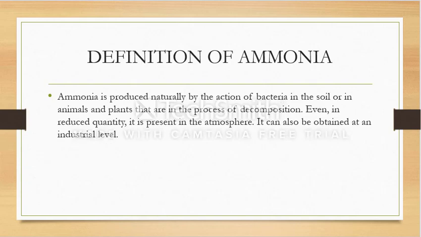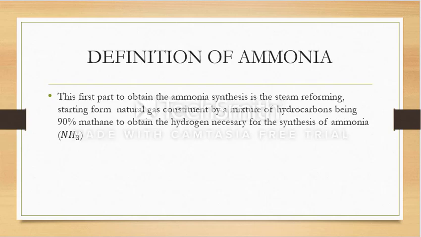Ammonia is produced naturally by the action of bacteria in the soil or in animals and plants that are in the process of decomposition. Even in reduced quantity, it is present in the atmosphere. It can also be obtained at industrial level.